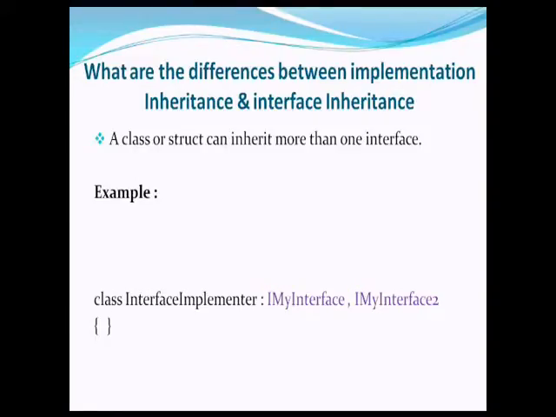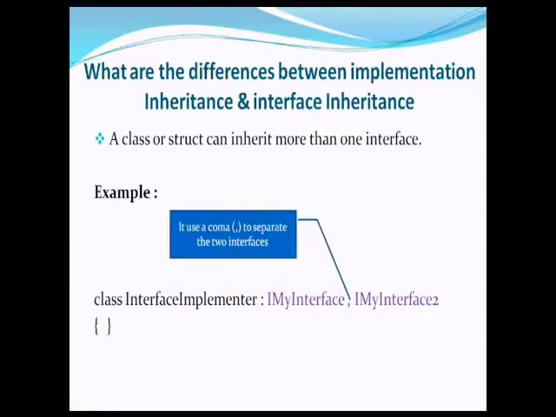Can mention that using a comma between the two interfaces, we are going to inherit in derived class. When a class inherits an interface, it inherits only the method names and signatures because the interface itself contains no implementations.